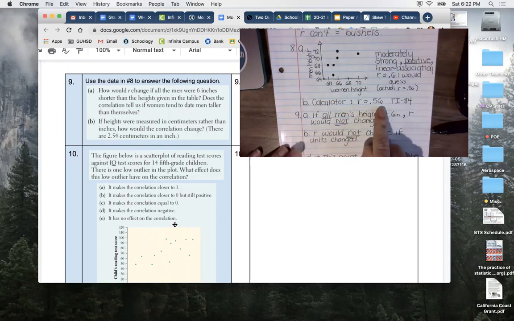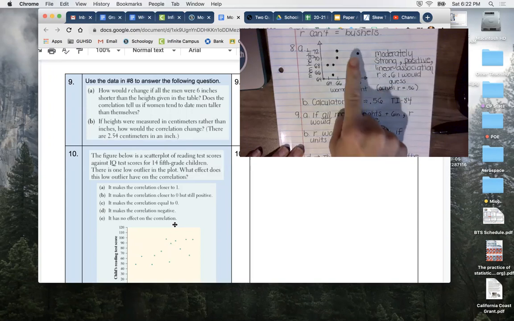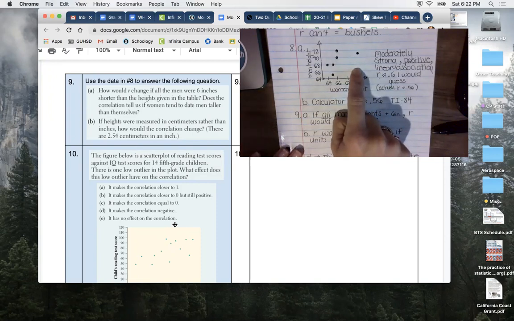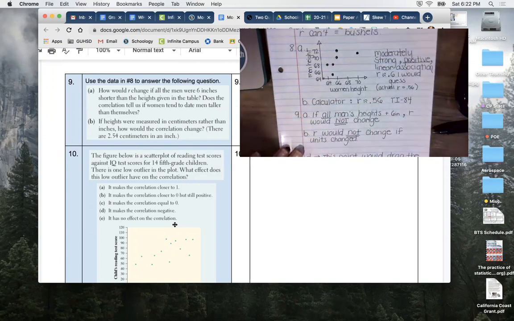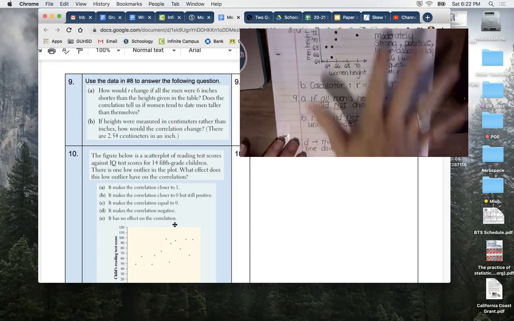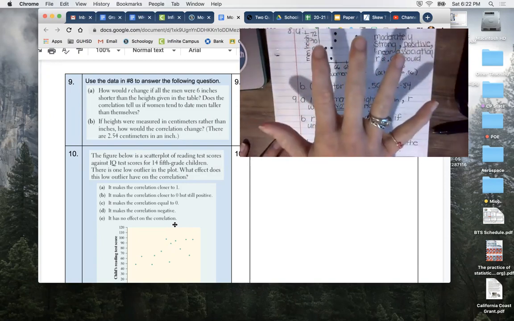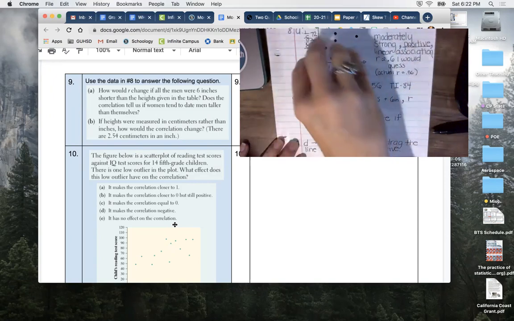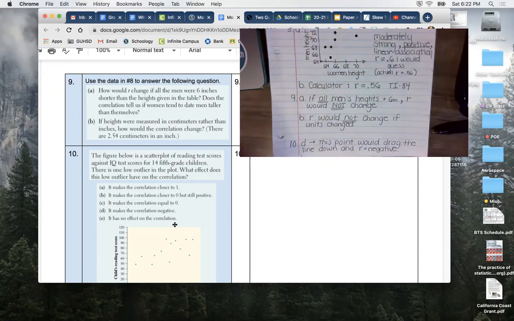I will tell you, on the flip side, if I were to change just one value, like if I pulled this value down here, that will have an effect on your R value. But if you change all of them, it has no effect. In B, it says if heights were measured in centimeters rather than inches, how would the correlation change? The answer is it would not change. If all the values go from inches to centimeters, there's still that same exact relationship.